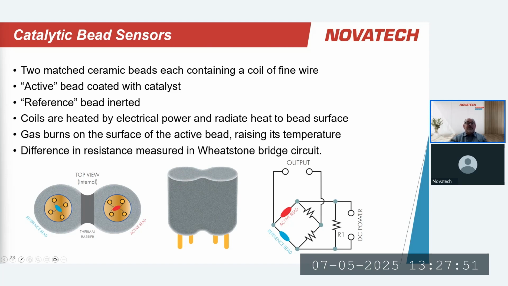Combustion or oxidation is an exothermic reaction, which means that the temperature of that bead changes, which means the resistance of that bead changes. So you get an imbalance in that electrical circuit, and that imbalance is proportional to the amount of combustible gas that's present in the atmosphere. So very interesting in the sense that these types of sensors will react to anything combustible, whether it's a hydrocarbon, whether it's hydrogen, whether it's carbon monoxide, anything that is combustible will react in a catalytic bead sensor, which is a pro or a con potentially.